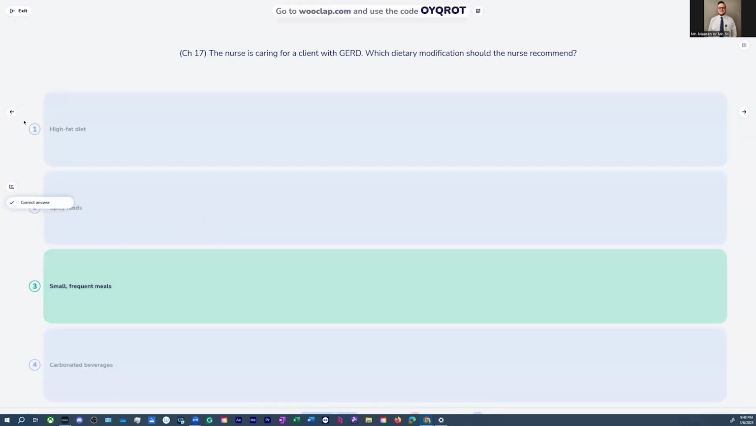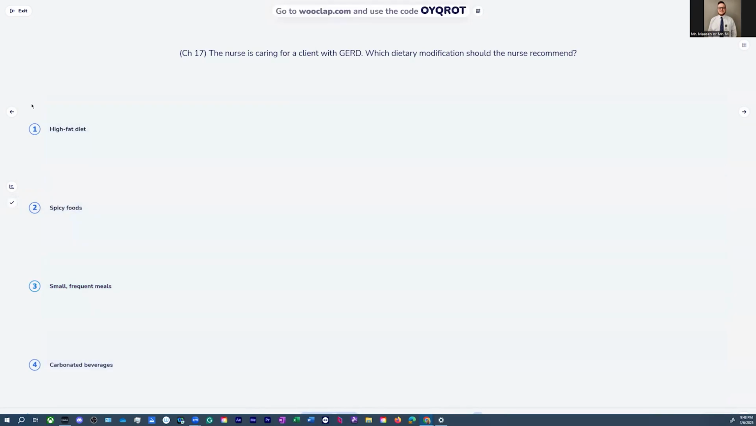So for a lot of people, they recommend, instead of doing the big 3 meals a day, right? Let's cut that down to like 5 or 6 smaller meals a day. Small, frequent meals will help digest food better, help with delayed gastric emptying.